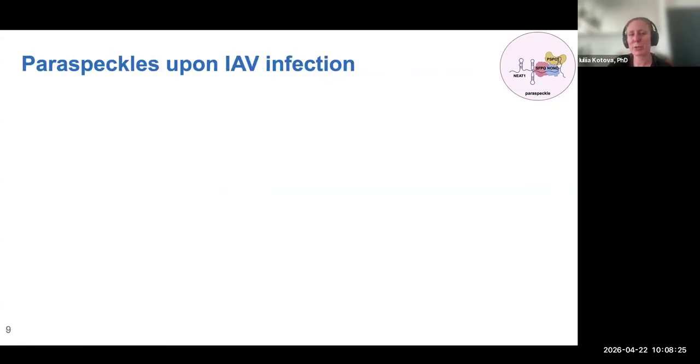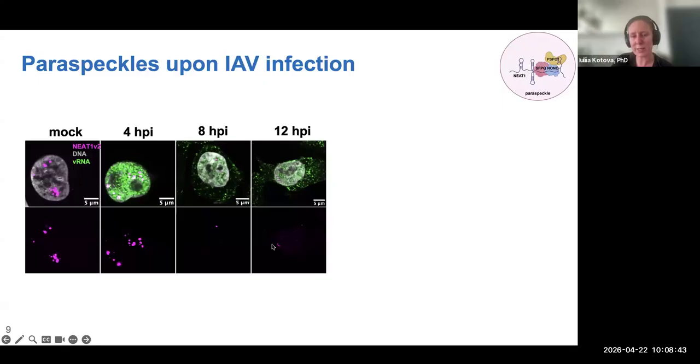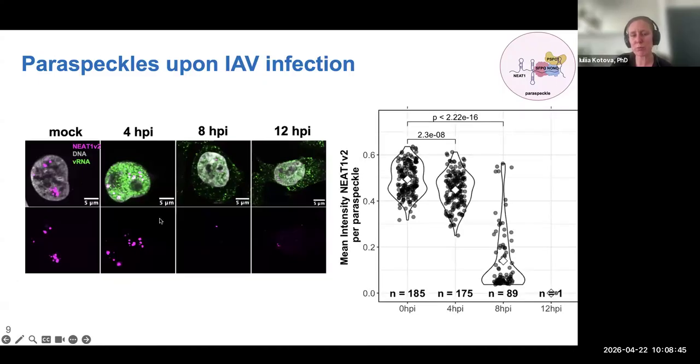But of course, we were also interested in what happens on the organelle level, not just on the protein interaction level. And the easiest way to understand what's going on with paraspeckles is to stain using FISH for NEAT1. And we did. We can clearly see paraspeckles here in the non-infected cell. However, when the infection progresses, they seem to disappear. So already after 8 hours post-infection, there were basically very few paraspeckles present, and they were all significantly smaller.